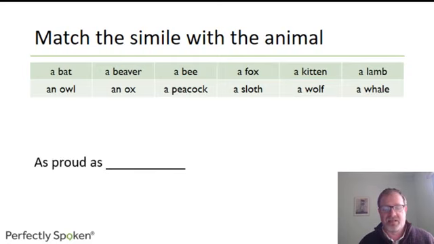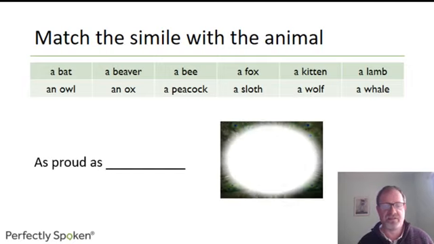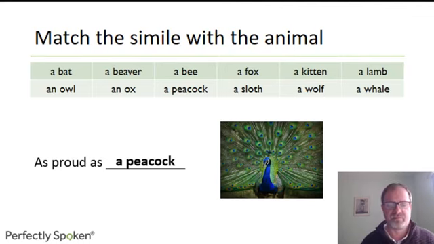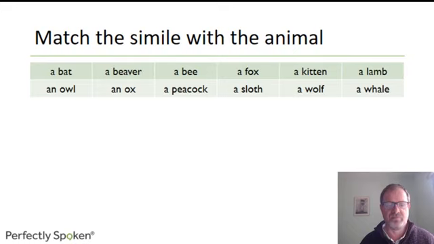As proud as. Well, this is a creature which has a very, very spectacular display. It's in fact the male of the species, which has the beautiful feathers, and it is, of course, this bird, the peacock, as proud as a peacock. He was as proud as a peacock when he was awarded the prize. He felt very good about himself. As proud as a peacock.